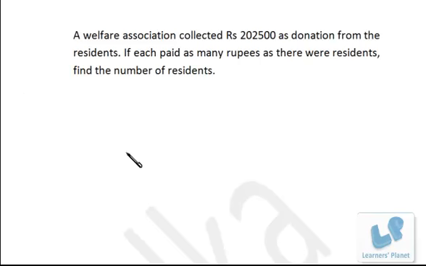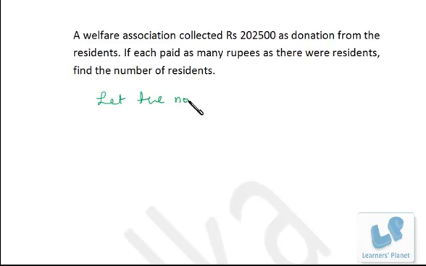Now friends, let's solve this problem. A welfare association collected rupees 202500 as donations from the residents. If each paid as many rupees as there were residents, find the number of residents. We assume that the total number of residents is x.